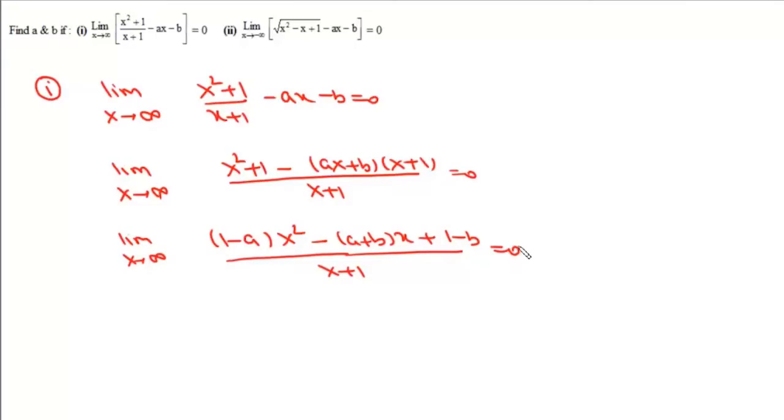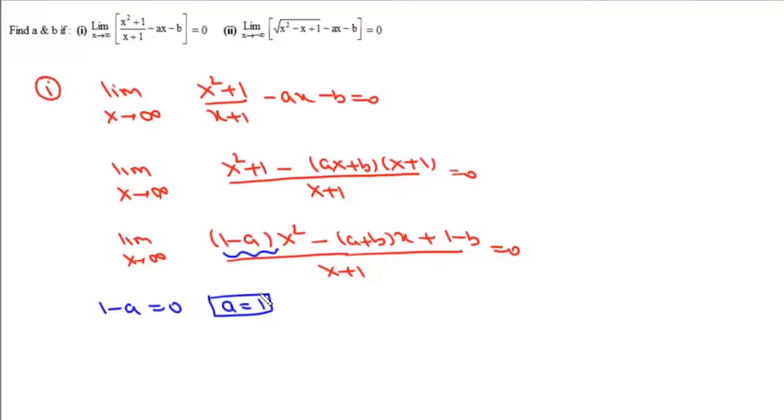Now since it is non-infinite, that means power in the denominator and power in the numerator should be same, or power in the numerator should be less. That means this coefficient of x square must be 0. So from here we'll get 1 minus a equals 0. That is, the value of a must be 1.